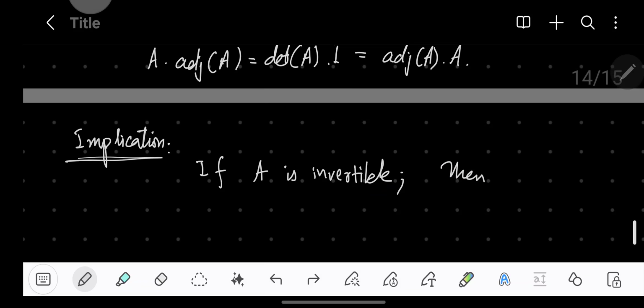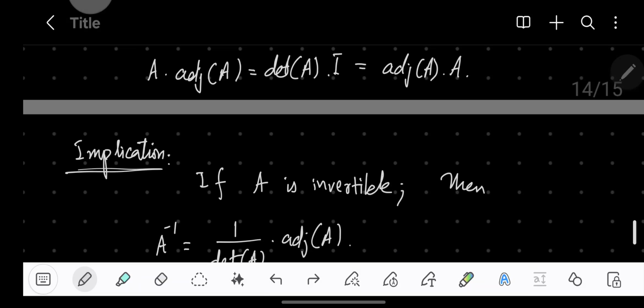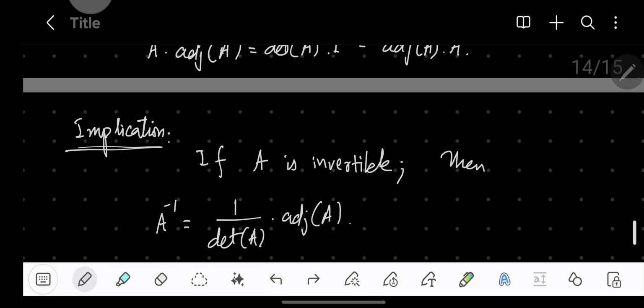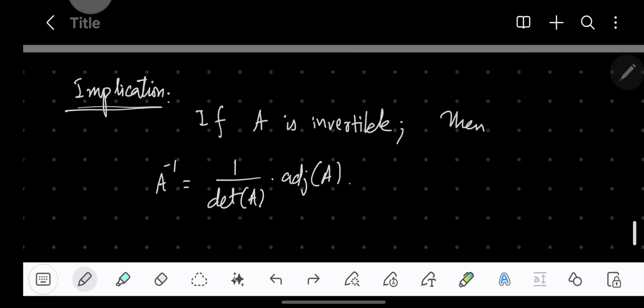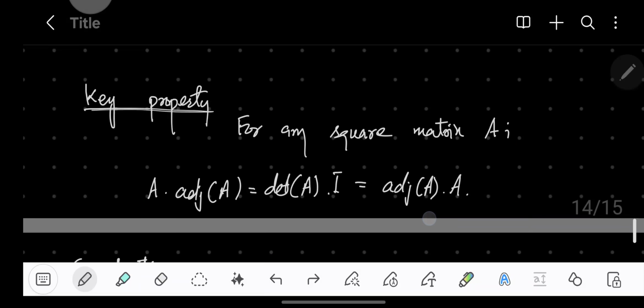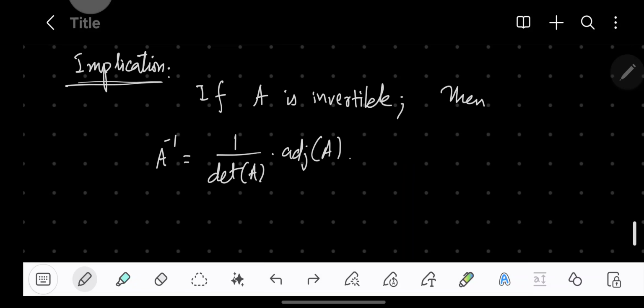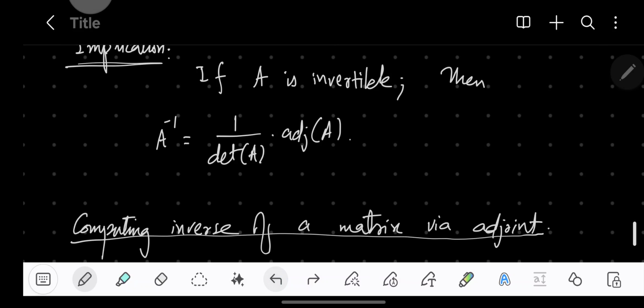The implication is that if A is an invertible matrix, which means that if the determinant is not equal to 0, then A inverse can be found by this formula: 1 by the determinant of the matrix times the adjoint of the matrix. In this way we can find the inverse of the matrix. So this is the formula, which is a very obvious implication of this key property. Okay, let's have an example.